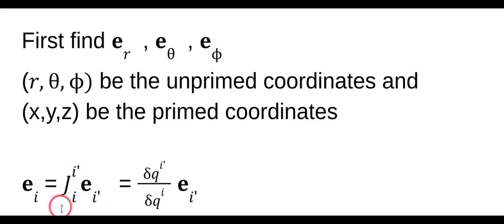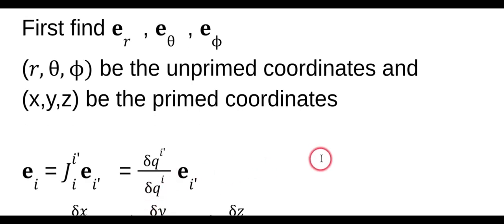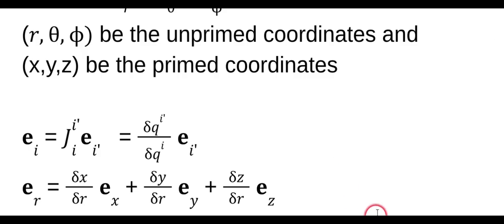And what does that mean? That is the partial derivative of the coordinate in the primed system divided by the derivative of the unprimed system. Okay, so let's write out what it actually is. So let i equal r. So the free index is r. We know we have three dimensions, so we're going to have three terms. So in each term, there has to be an r on the bottom, right?